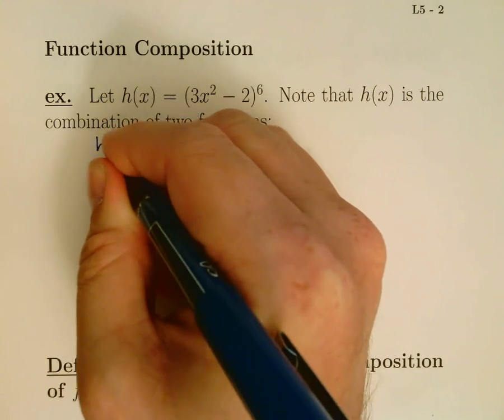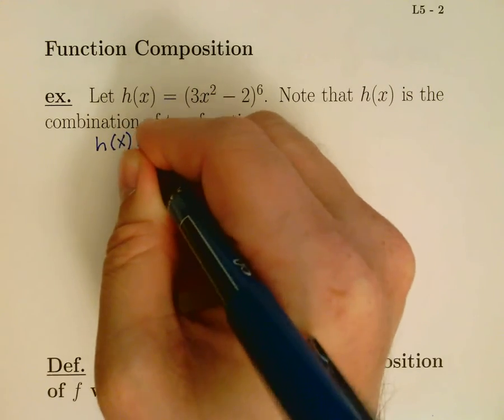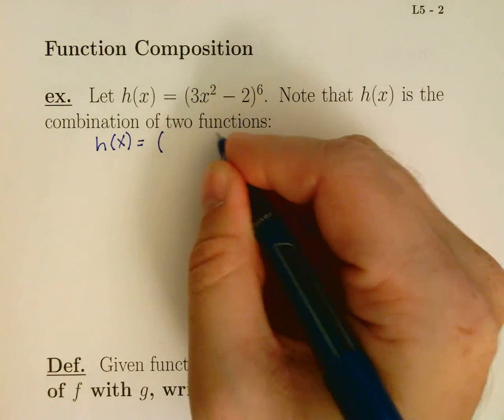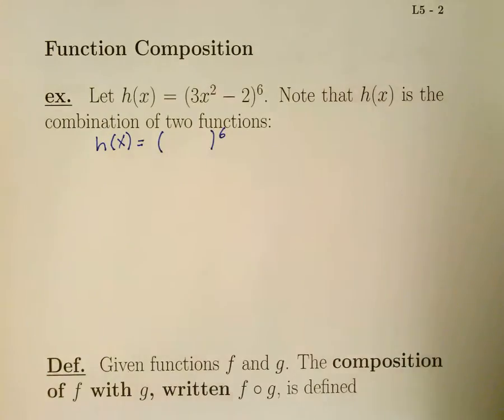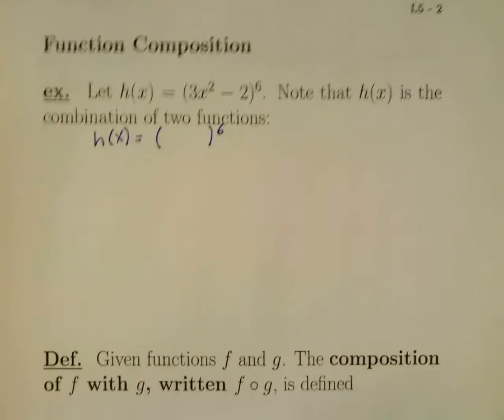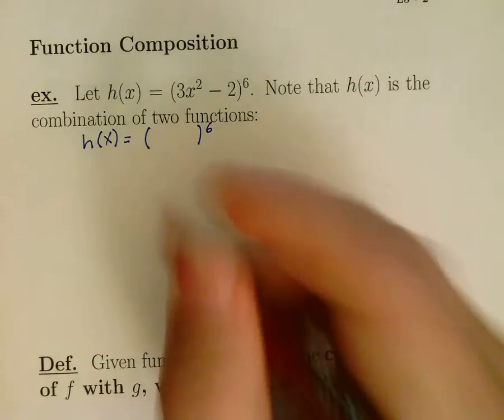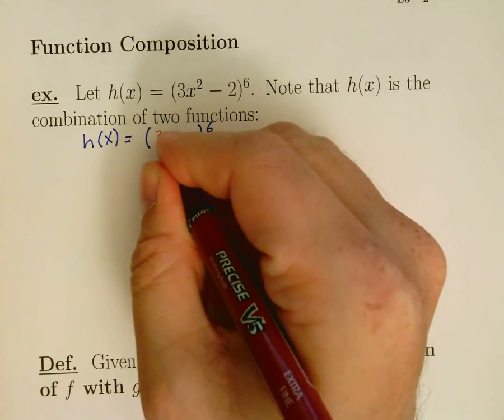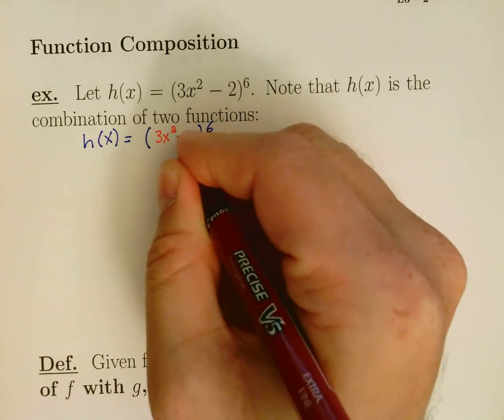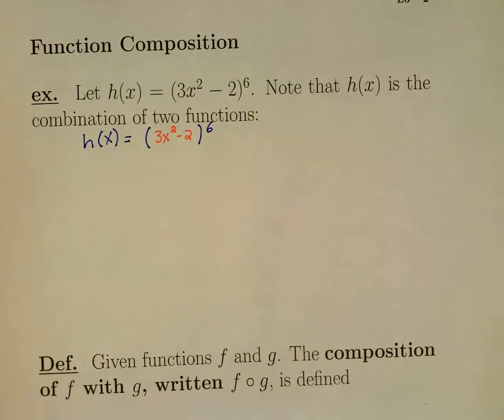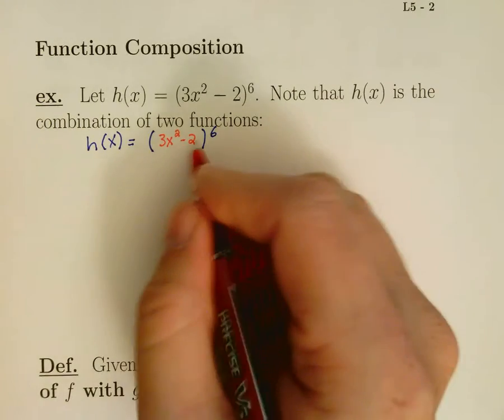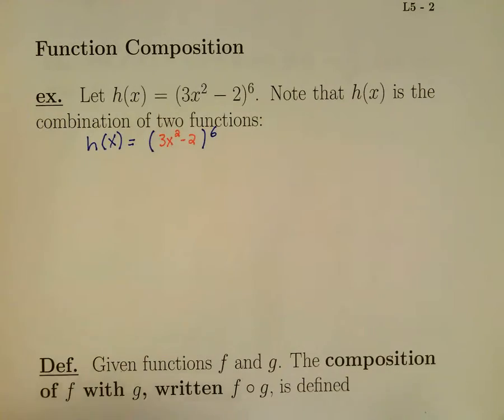I'm going to write this as h of x is equal to, on the outside something to the 6th power, and on the inside I have this other function, 3x squared minus 2. So I have two things going on. The part in red is my inside, and the part in blue is the outside.